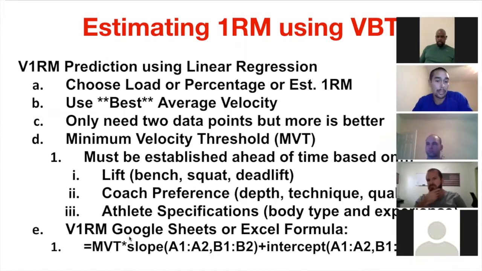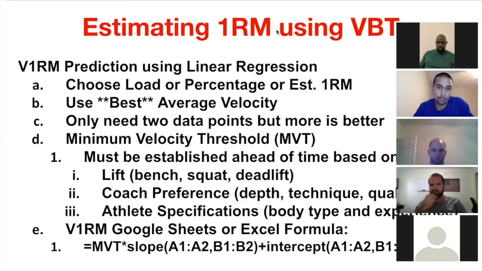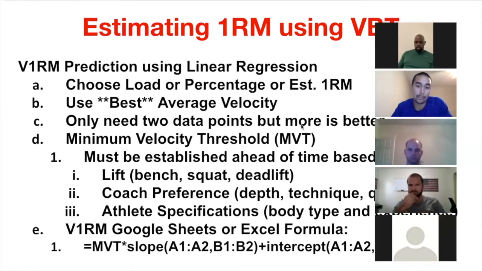And then simply put, here's the formula. I just chose cells A1, A2, B1, B2 as a default, but that's the formula, right? It's equals MVT, whatever MVT you want. So let's say you put 0.18. That's what you want on your bench, times the slope, times the array there, plus the intercept. That's the formula. That's going to give you an estimated 1 rep max. So just covering that now, it'll make so much more sense later when we are actually playing with some of this stuff.